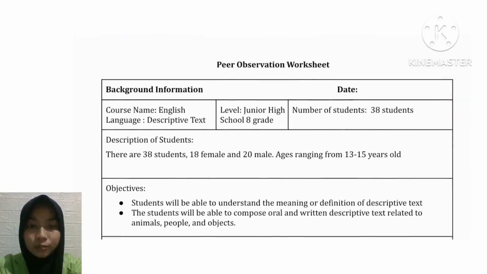Objective: students will be able to understand the meaning or definition of descriptive text. The students will be able to compose oral and written descriptive text related to animals, people, and objects. Skill focus: writing, grammatical structure.